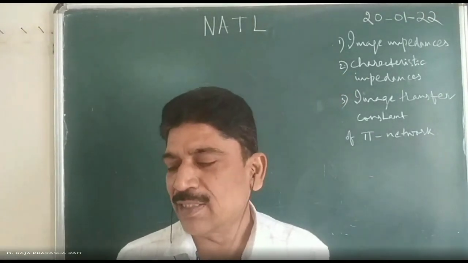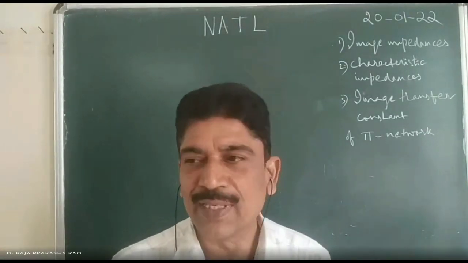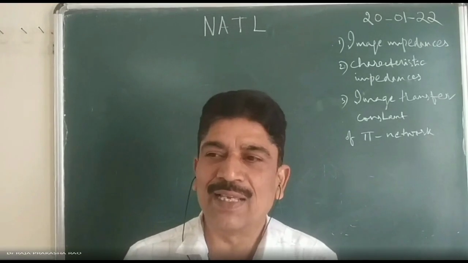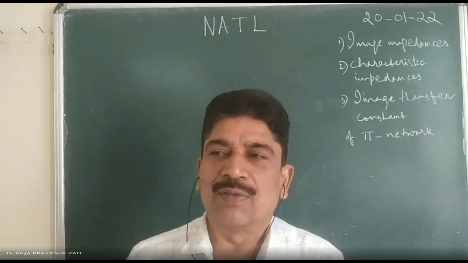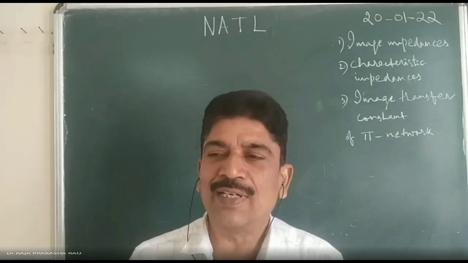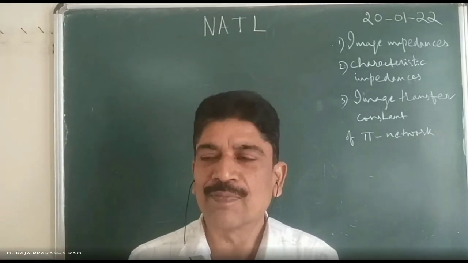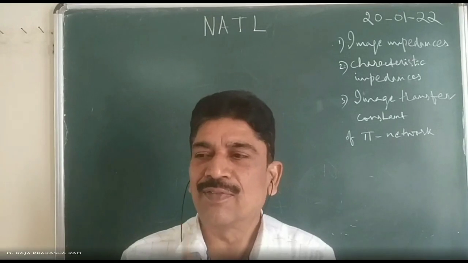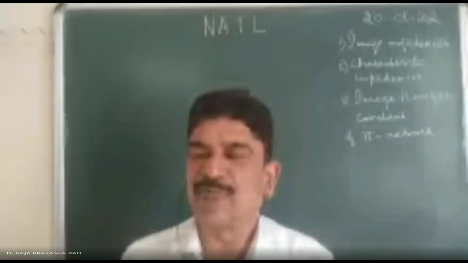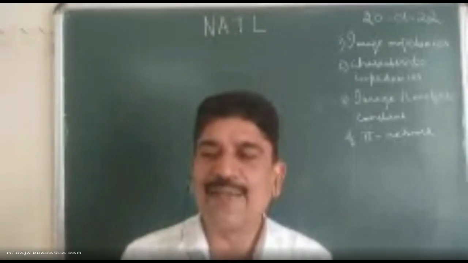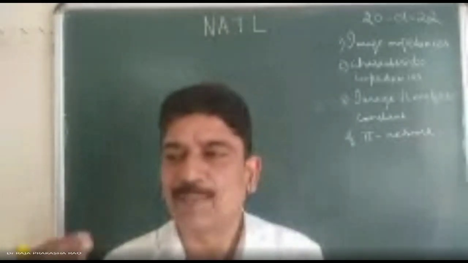Actually, what is image impedance? For any network, two image impedances will be there, that is ZI1 and ZI2. We find ZI1 by connecting ZI2 across the second port and then finding ZI1 from the first port. If you want to find ZI2, you connect ZI1 across the first port and then find ZI2 from the second port. So that is the method, right?